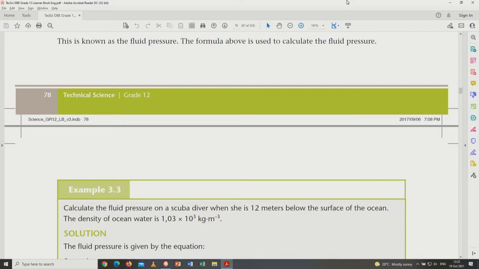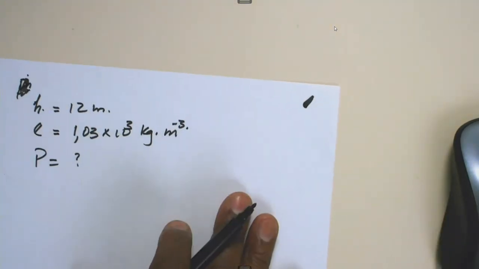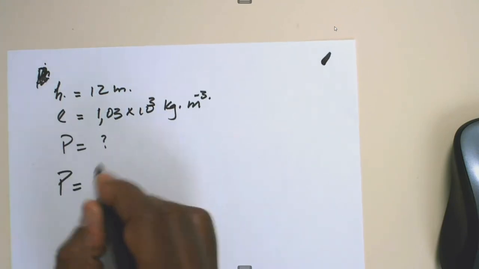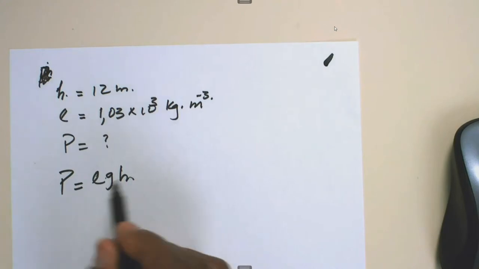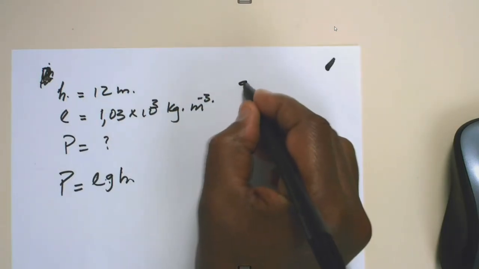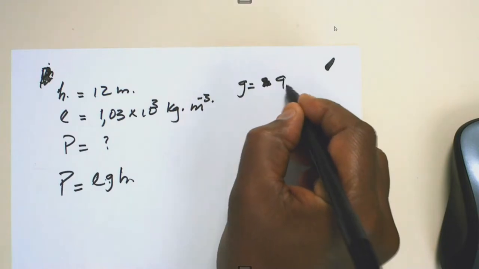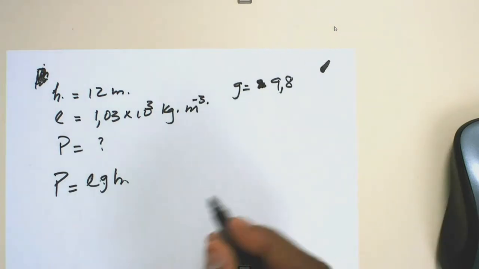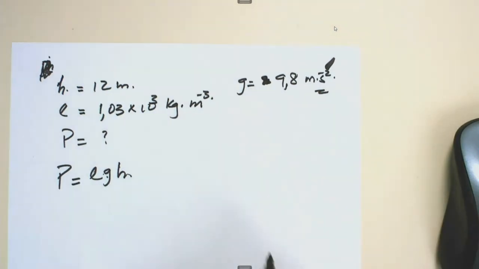So the question simply says you should calculate the pressure of the liquid. So I will switch on to the camera. I have written down that information. So you will notice here that the formula that we need to use is the pressure of the fluid is equal to the density times G times height. But we know that G is a constant, 9,8. We can say meters per second or newtons per kilogram. Okay, let me say it's meters per second squared. That is the acceleration due to gravity as you know it.